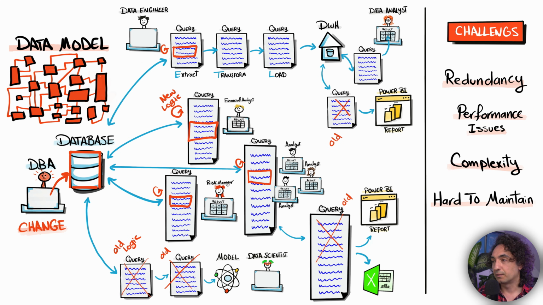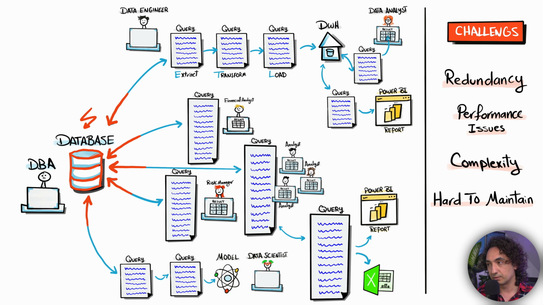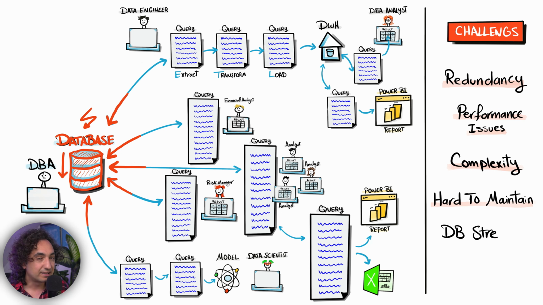Now as well, by looking at this picture, you will find a lot of arrows from those queries to the database, and this might cause a lot of database stress. Executing big complex queries repeatedly is going to put really big stress on the database, and it's going to bring the database down. And the last challenge of this picture is data security.